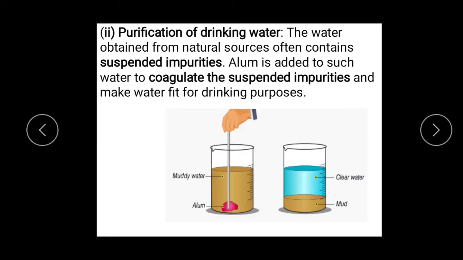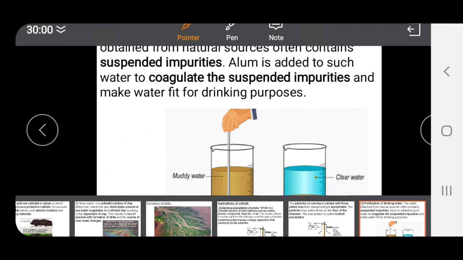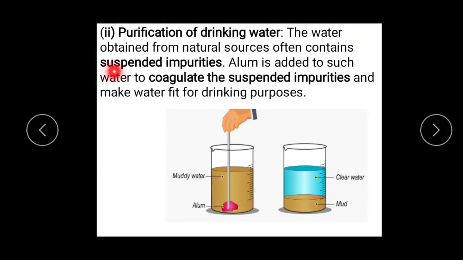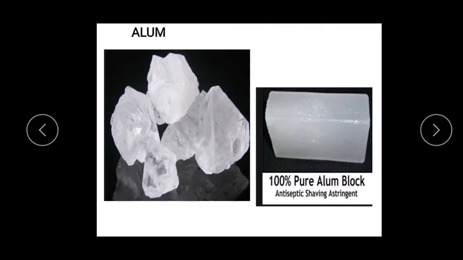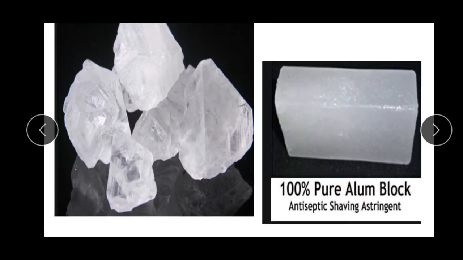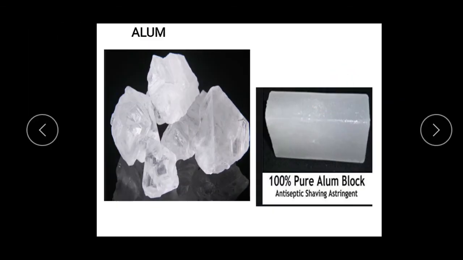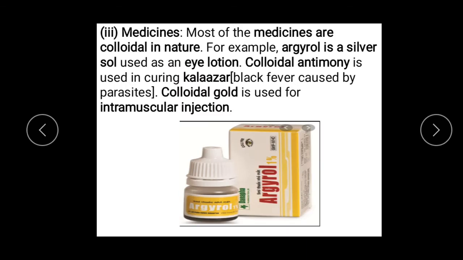Now purification of drinking water. The water obtained from natural sources often contains suspended impurities. Alum is added to water to coagulate the suspended impurities. You might have seen this, when alum is added to muddy water, the mud settles down. The suspended impurities are settling down and you get the clear water which can be decanted off. Here you have the samples of alum. This is pure alum block which is used for coagulation and purifying of water.